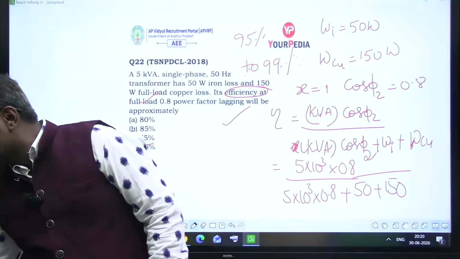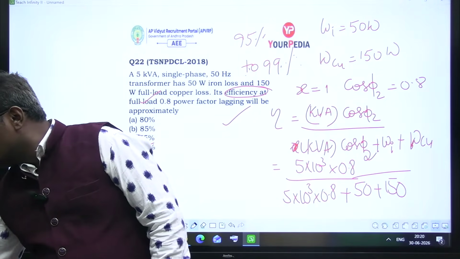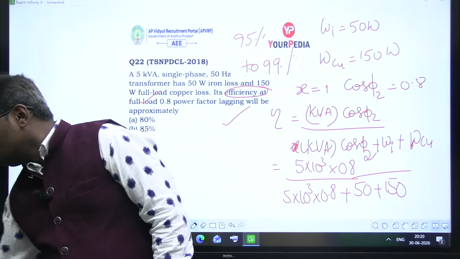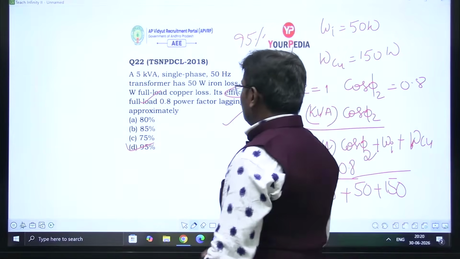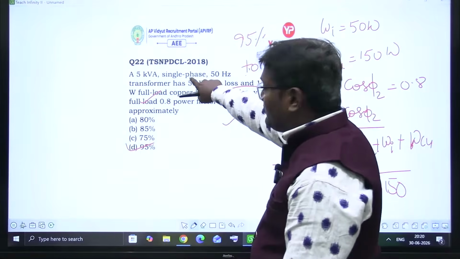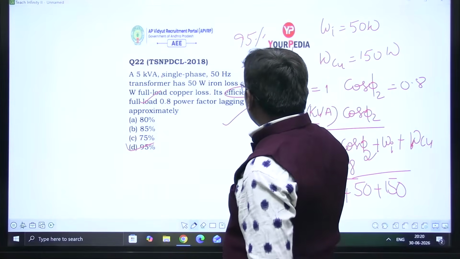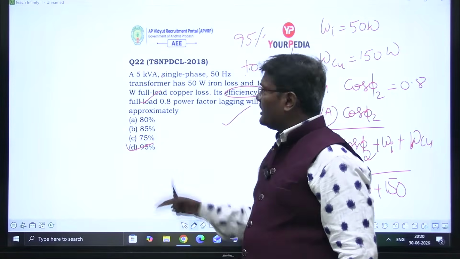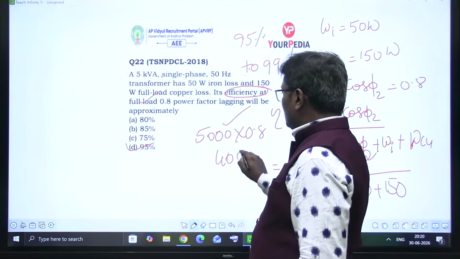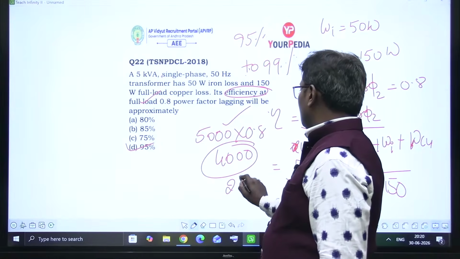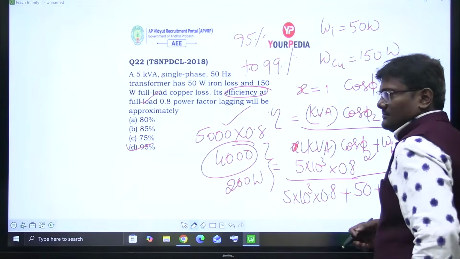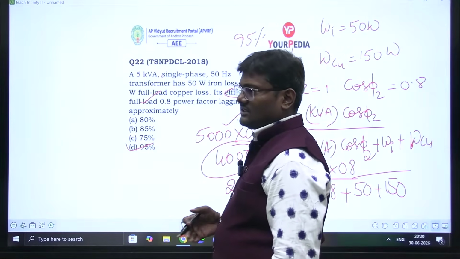Check that. Someone is giving answer B. Understood? Losses are less, then obviously efficiency will be high. Out of 5,000, you are having only 200 watts as loss. 5,000 into 0.8, otherwise you will take 4,000. Out of 4,000, only 200 is the loss. Got it.